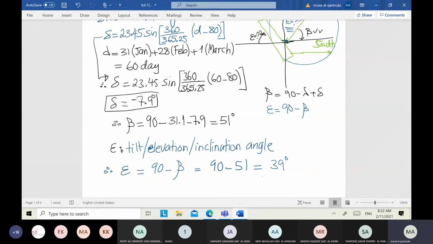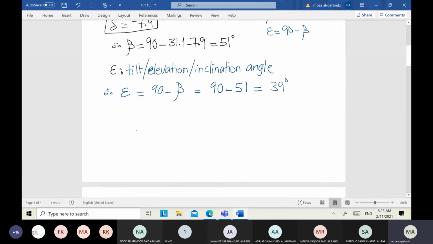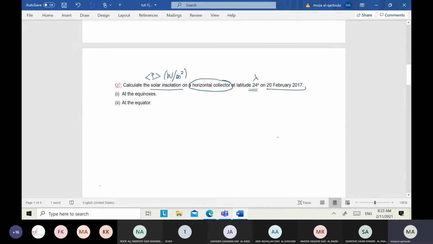At winter or at summer, we're starting from summer. At summer, delta should equal only 23.45, because the sine term of this bracket will be 1. So it will be 23.45 at the summer solstice. Otherwise in winter it will be the same value but negative, minus 23.45. Okay, so at equinoxes delta equals 0, but we don't need the value of delta in this case, because the power insolation at equinoxes depends on the latitude angle.